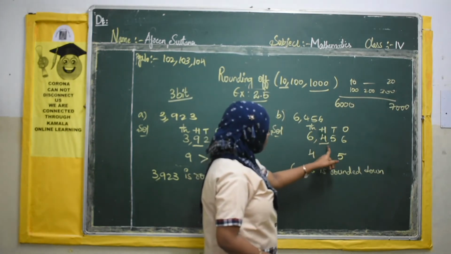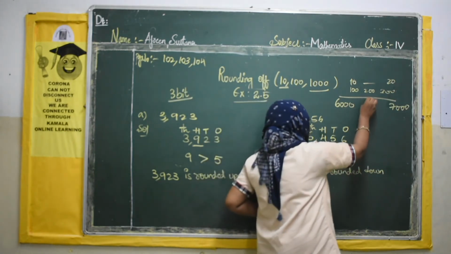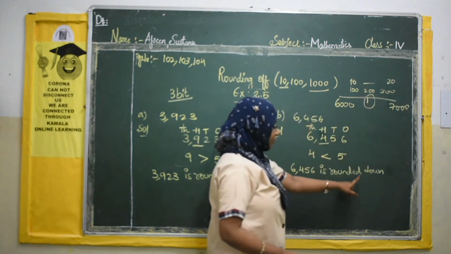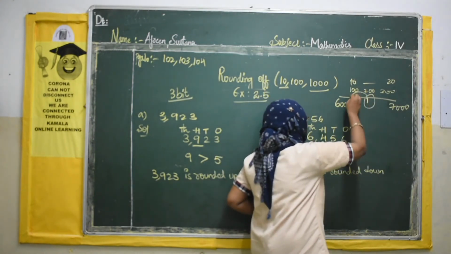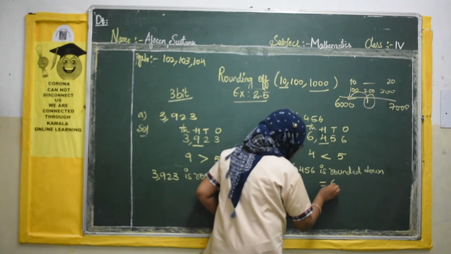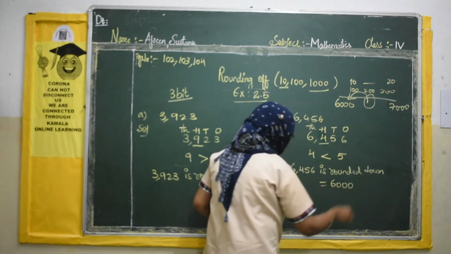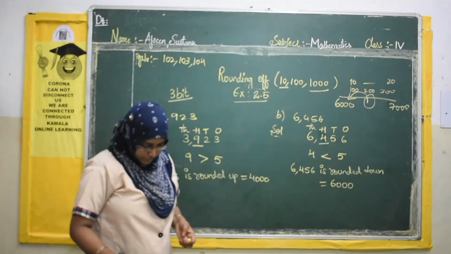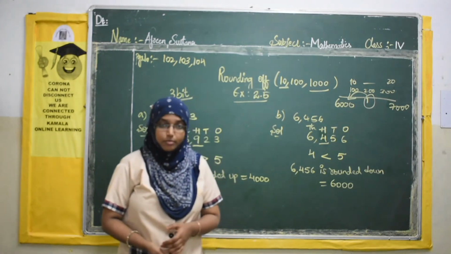So 6456, our value is somewhere here. Is it rounded down? Rounded down means on the left side. What is the value? That is 6,000. Right? In the same way you try the other 4 problems.